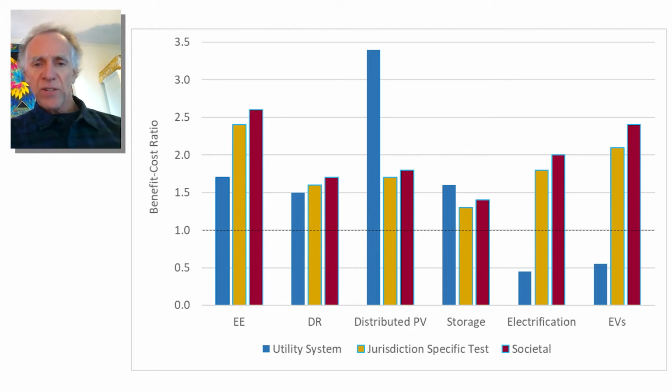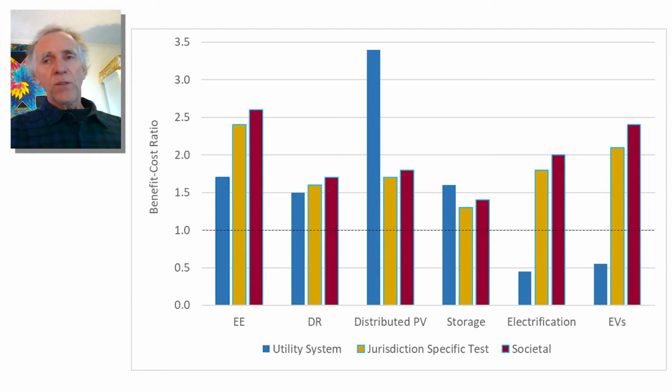So first of all, energy efficiency does pretty well under any test. It generally is very low cost. Demand response also does well, but it doesn't have quite the same benefits. This gets interesting when you get to distributed photovoltaics, where under the utility system test, a lot of people don't know this, but it's wildly cost effective. Because most distributed PV policies require the customers to pay for the solar on their roof, whether they pay for it up front themselves, or whether they lease their roof to a developer, or whether they get a loan and the developer helps subsidize it that way.